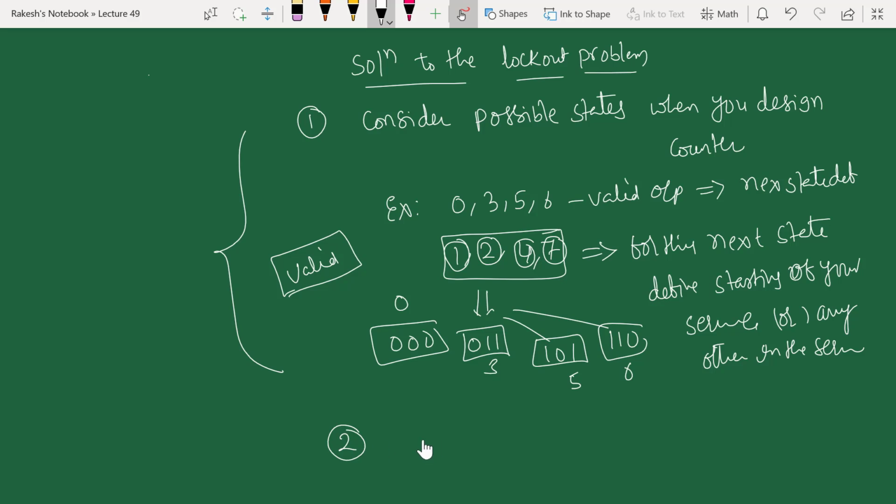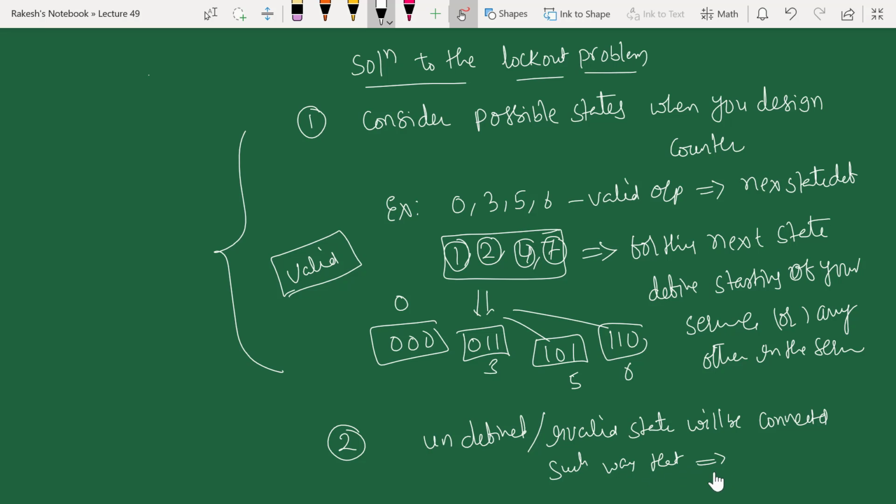Second one is, all undefined states or invalid states will be connected in such a way that it is going to reset all flip-flops to 0 0 0 state. So that means the starting of your counting sequence. So these are the two possible solutions.